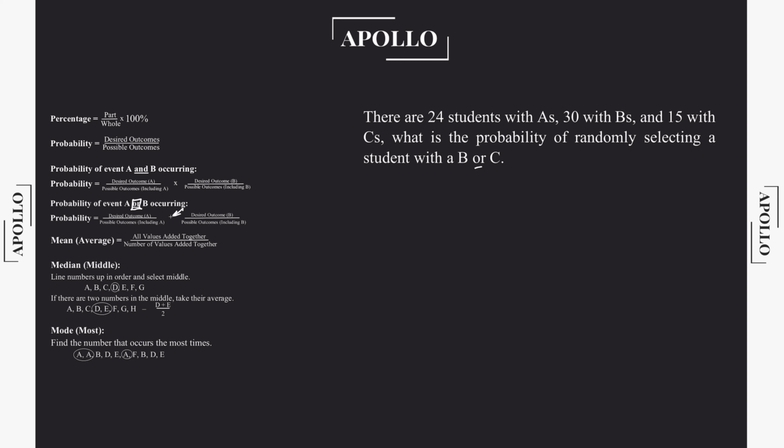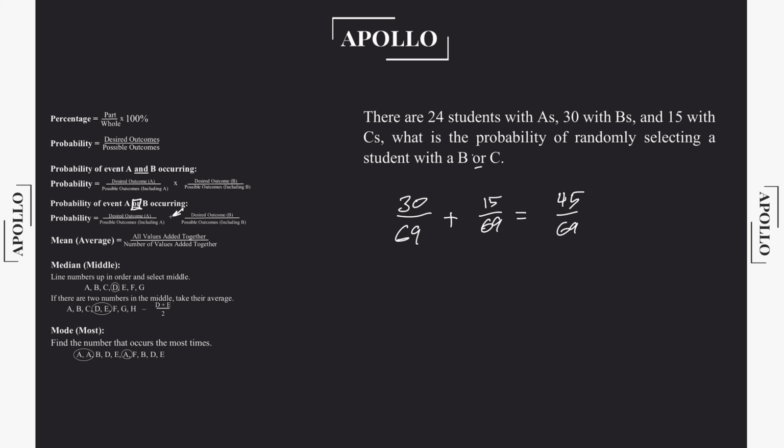So there's 30 students with B's, and how many students are there total? So 24 plus 30, it's going to give us 54, plus 15, that's going to give us 69, right? So it's going to be 30 over 69, and then we're going to add that to C. There's 15 people with C, so it'll be 15 over 69 again. So we're going to add those 2 together, and we're going to get 45 over 69. So that'll be our probability of selecting somebody with either a B or a C.